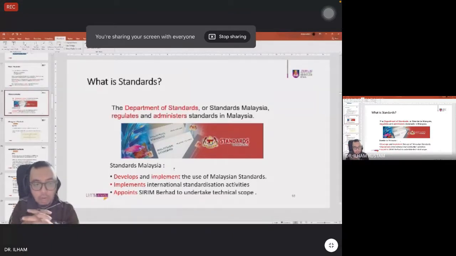So any kind of standards is being checked or being tested by Sirim. And then baru Sirim bagi chop, baru Department of Standards akan bagi kelulusan untuk diperniagakan di Malaysia.